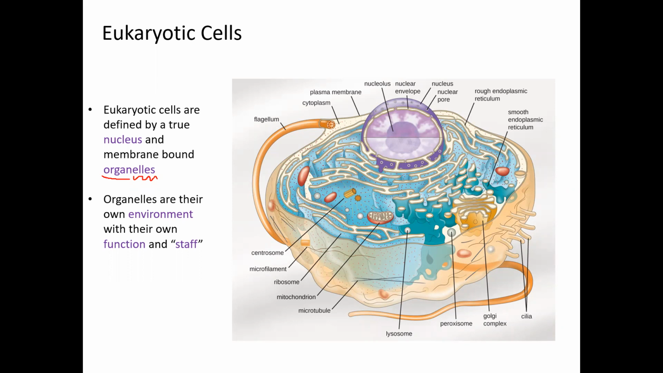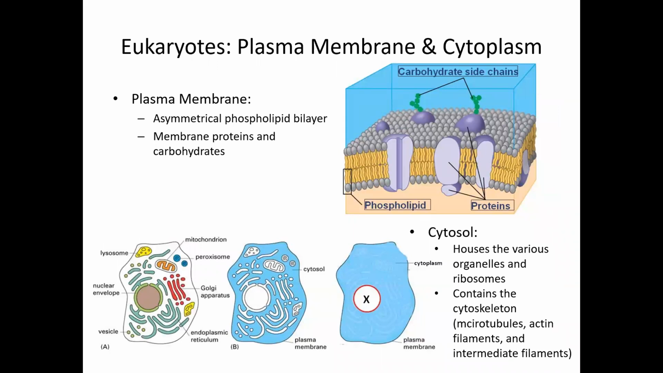So future videos are going to talk about the details of each of these organelles. But for now, I really want you to notice the difference between the prokaryotes and the eukaryotes, okay? So just like prokaryotes, eukaryotes have a plasma membrane, which is a phospholipid bilayer. But I need you to understand that the specific phospholipids that make up the prokaryotic plasma membrane may be different than that of the eukaryotic plasma membrane.